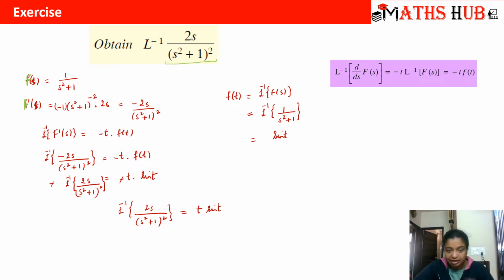So I need to calculate f(t). So f(t) is basically Laplace inverse of F(s). So I calculated what is Laplace inverse of F(s), that is sin t. I've substituted the value here. And from here, when I take out the minus sign common, I get Laplace inverse of 2s upon (s square plus 1) whole square as t into sin t, right? So let us try to do one more problem on this.